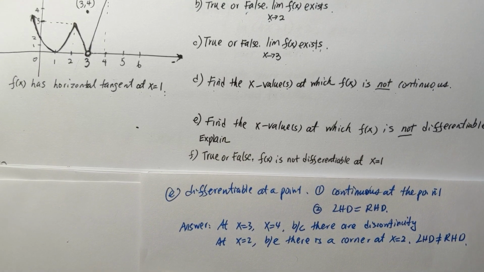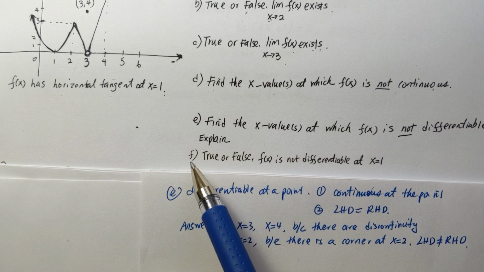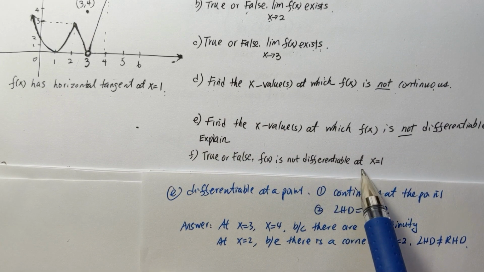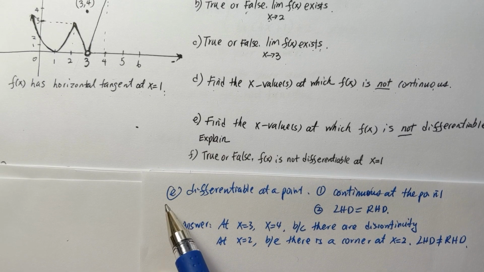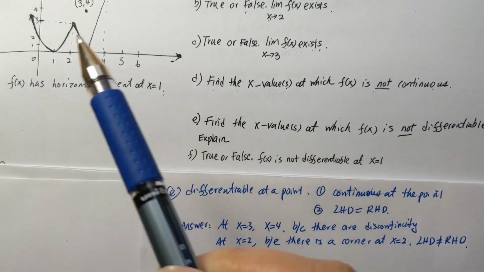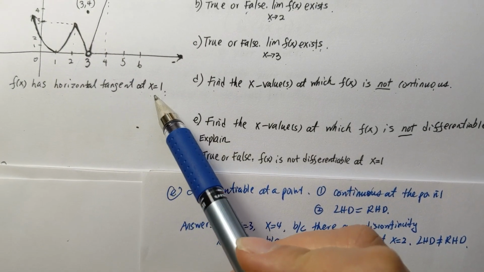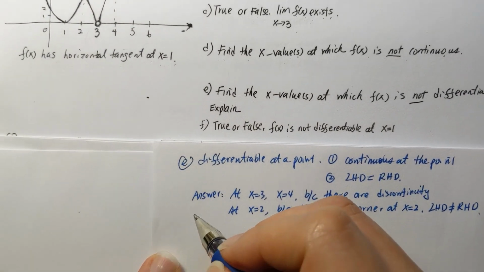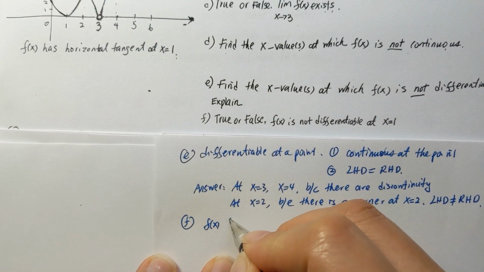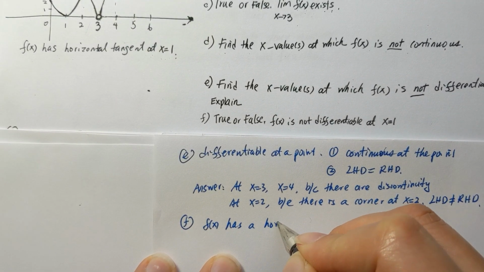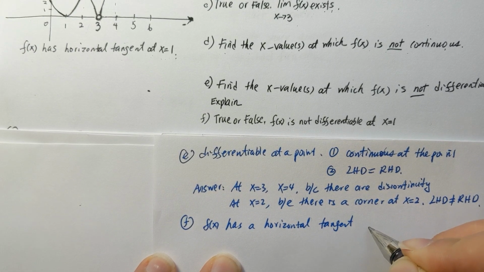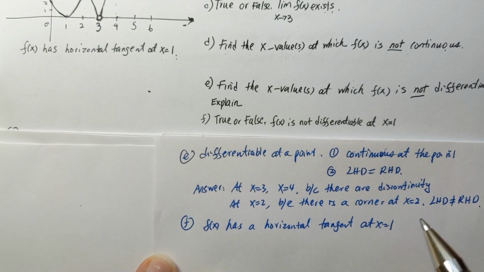Let's take a look at part F. True or false? f of x is not differentiable at x equal to 1. Based on part E, you already know the answer, but let's take a look at what it means by horizontal tangent at x equal to 1. So for part F, f of x has a horizontal tangent at x equal to 1.